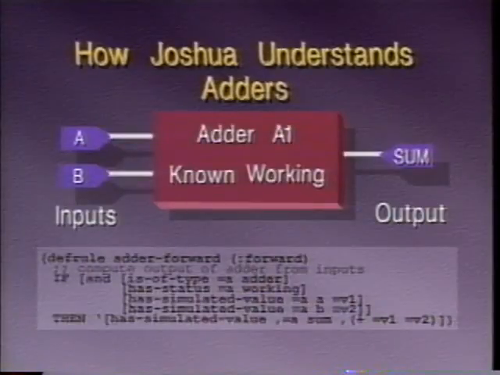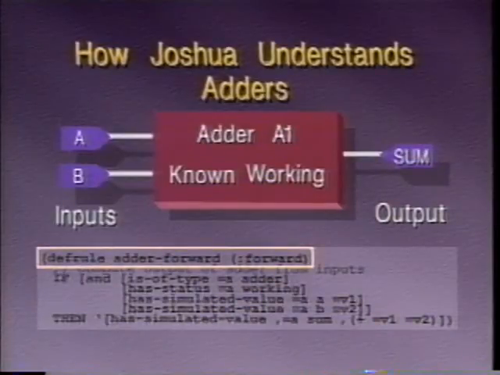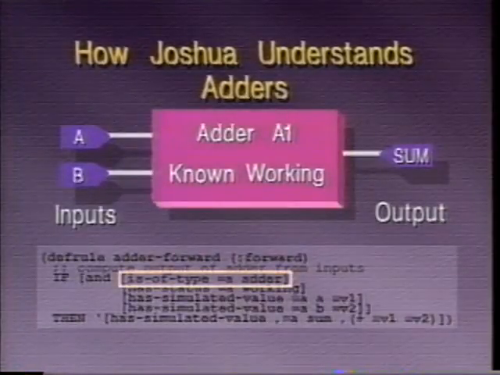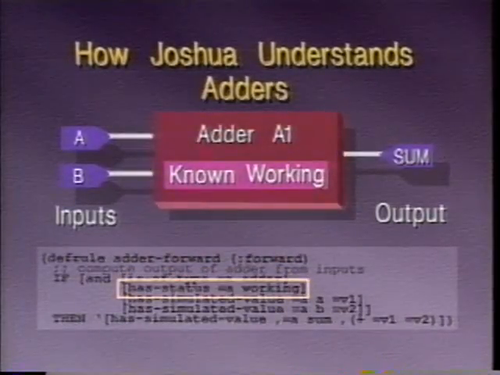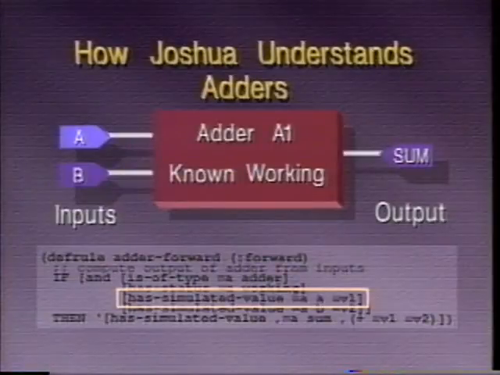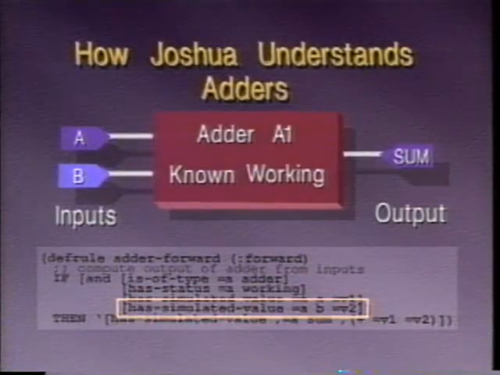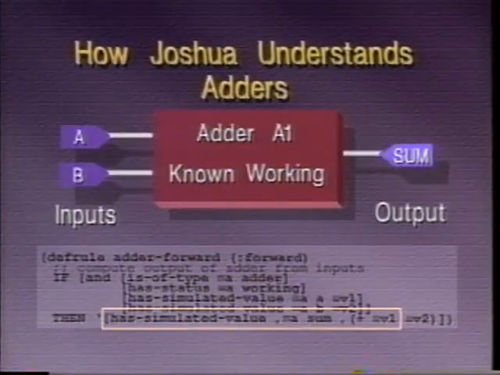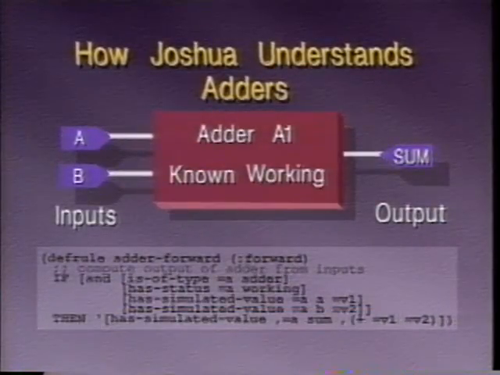The program is a mixture of forward and backward chaining rules. The forward rules simulate the circuit behavior. Here's an example. This is a forward chaining rule called adder forward. It says that if A is an adder, and it's known to be working, and you know the value at its A input, and you know the value at its B input, then you can compute the value at its sum output by adding. In other words, this just says adders add.